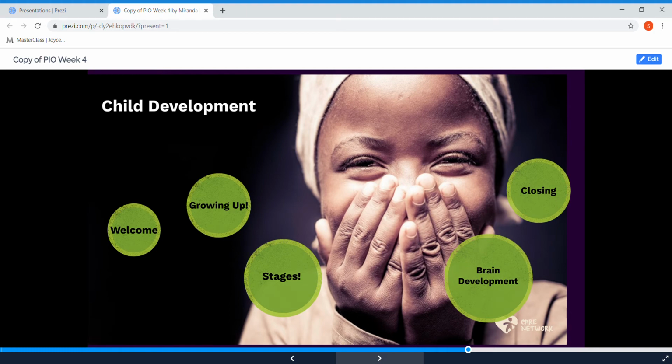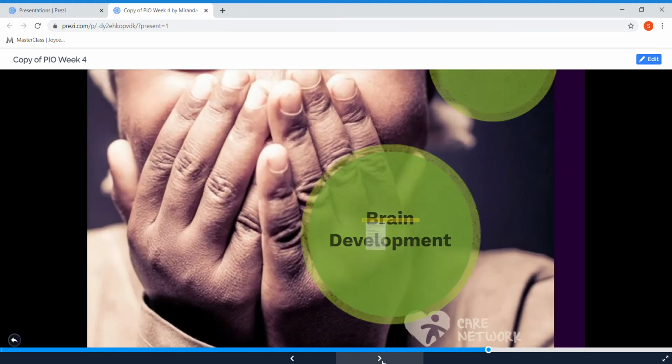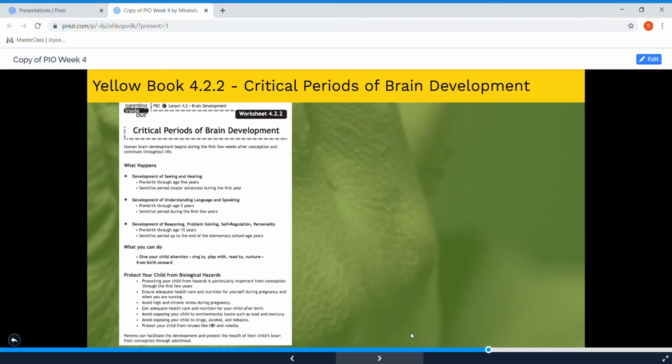Next we're going to go into brain development. You're going to want to grab your yellow book and turn to worksheet 4.2.2, and it's called Critical Periods of Brain Development. So let's go through this worksheet.